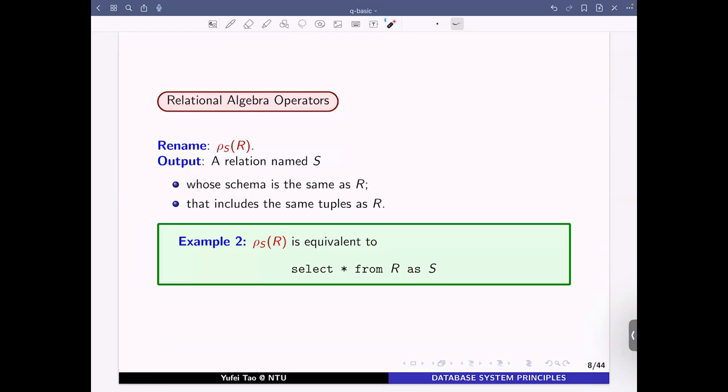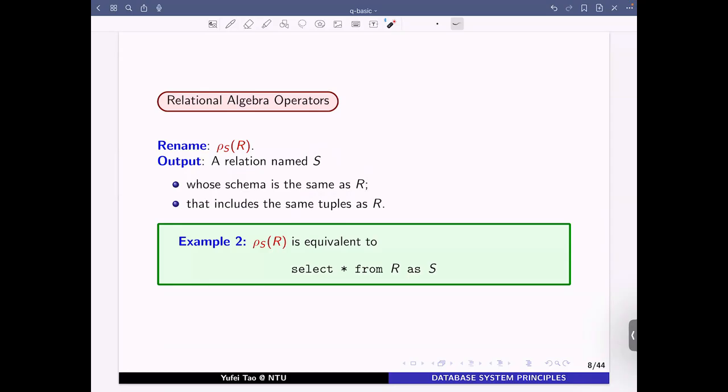So every time I define a relation, I will always mention what the schema is and what the tuples are. So here I can say the schema of this S, okay? So this is the output of this operator. The schema of this relation S is the same as the schema of R. Okay. And how about the tuples? Well, this is just renaming, right? You don't change anything, and therefore its tuples are the same as R. Okay, so this is the definition of this rename operation.